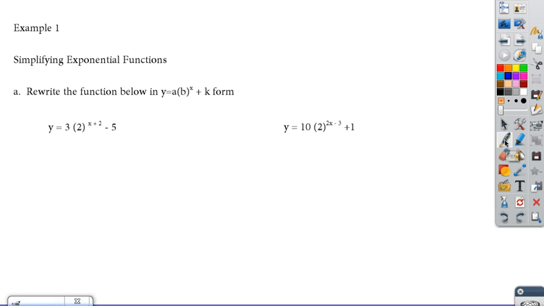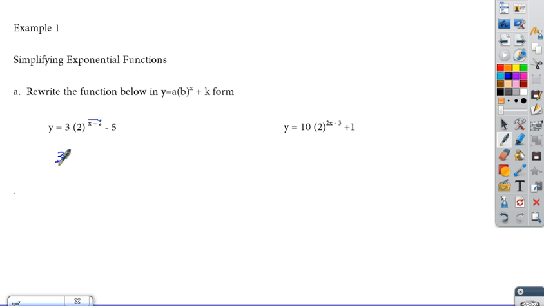So this first one here, we have y equals 3 times 2 to the x plus 2, minus 5. Again, this equation's fine. There's nothing wrong with it, but we could simplify it a little bit so that we can get rid of the horizontal shift in the exponents. And what we're going to do there is actually utilize our properties of exponents in reverse.